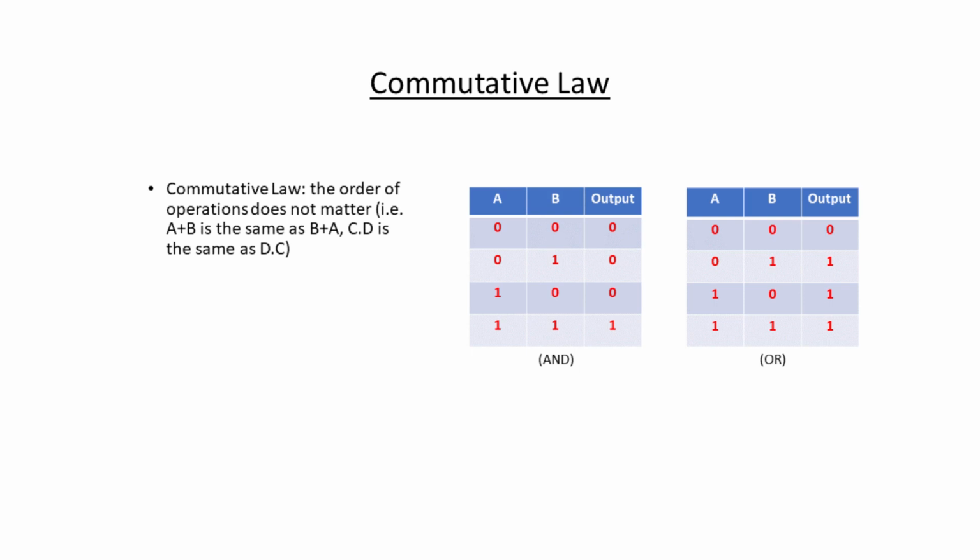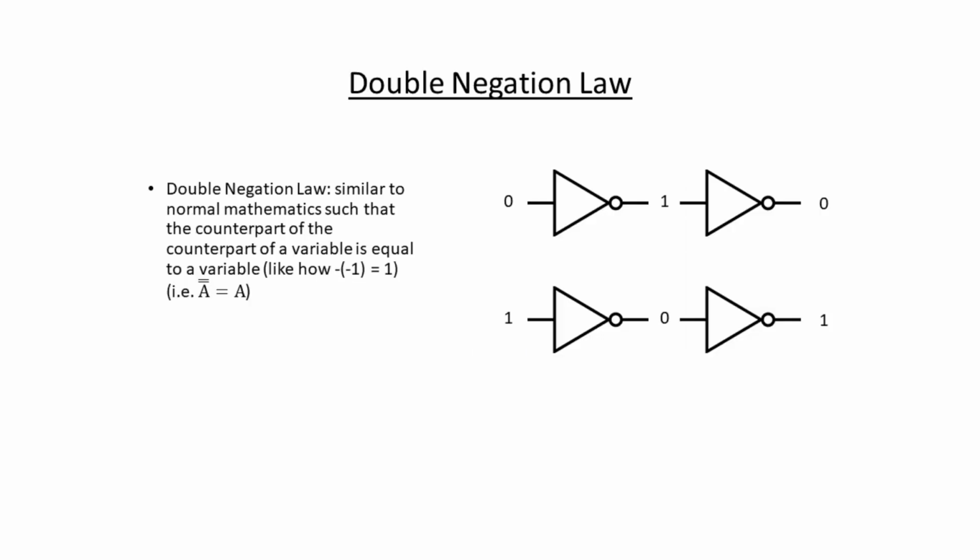For example, A and B is the same as B and A, and similarly A or B is the same as B or A. The double negation law is similar to traditional mathematics, where the counterpart of the counterpart of a variable is the same as the original variable. This is like how negative negative 1 is equal to 1.